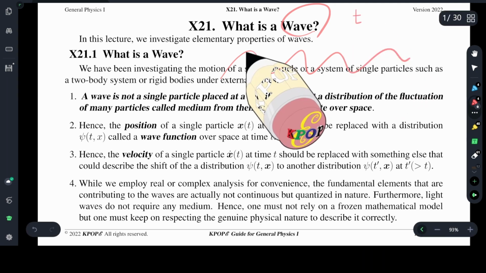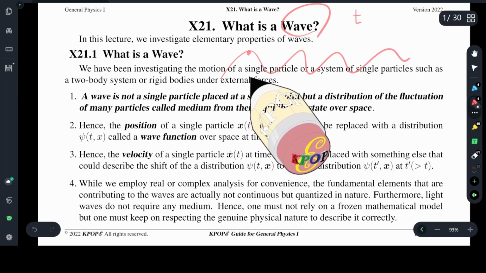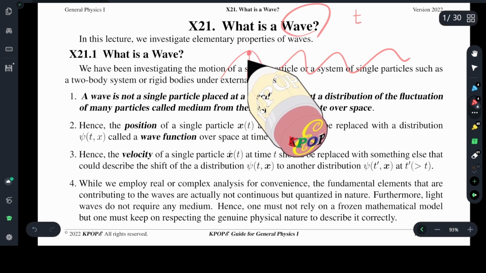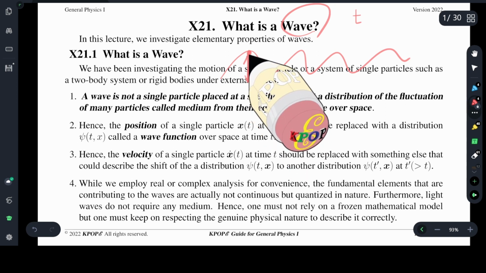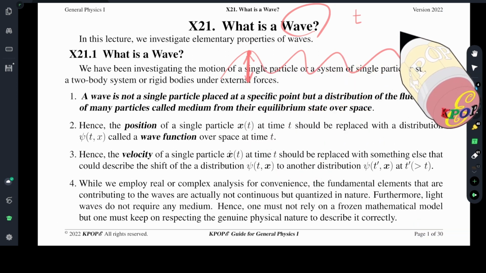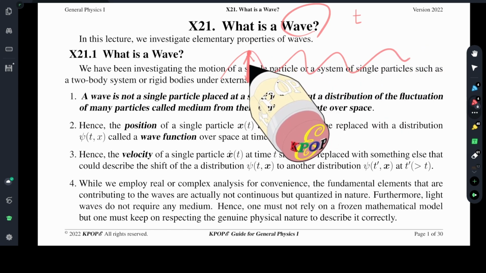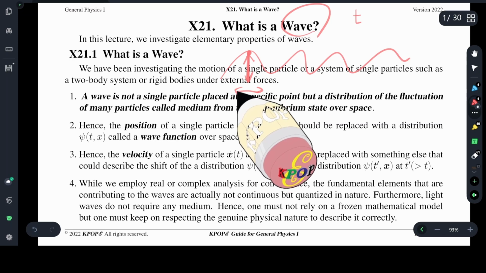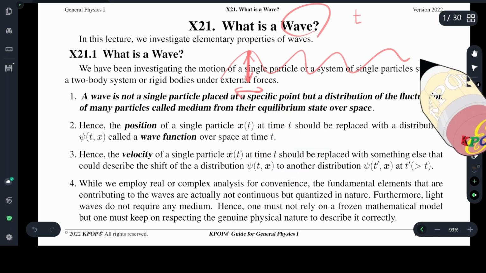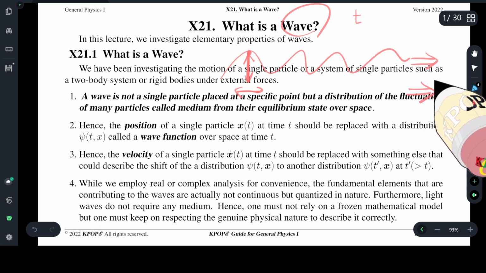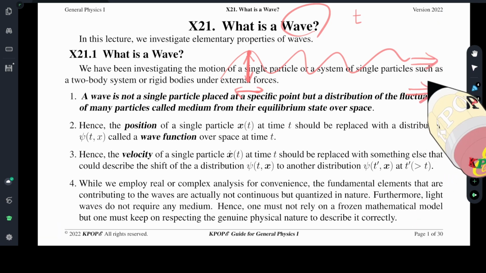In time, a point in the medium moves up and down. It's a kind of oscillation. For a transverse wave, it is moving up and down. For a longitudinal wave, it is moving left and right. If we choose this as the direction of wave propagation.